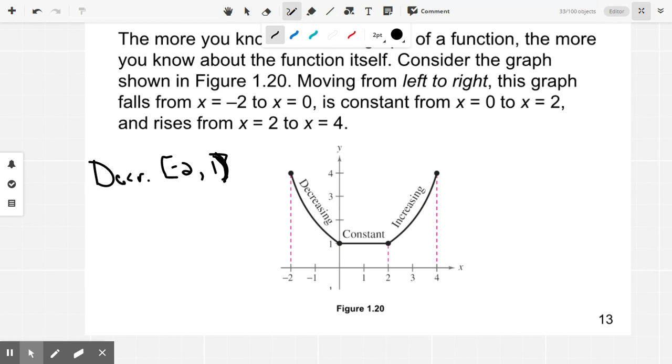It was constant from 0. Right here, the x value is 0 to 2. And then it is increasing from 2 to 4. And I'm going to include 4 there. Okay, so that's what we're looking to do. All right, is label when is it increasing, when is it decreasing, so on and so forth.